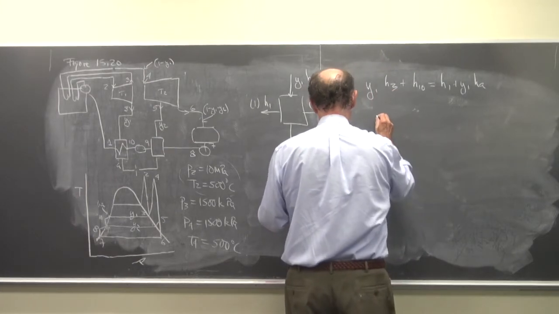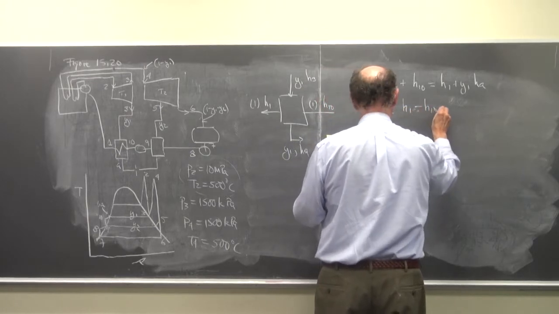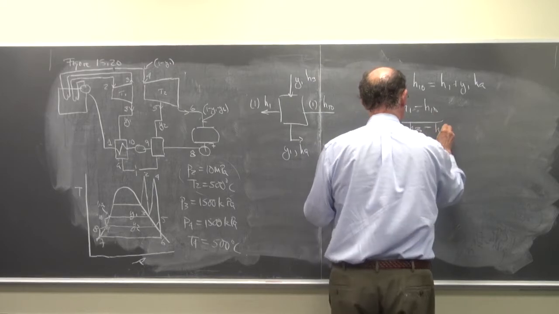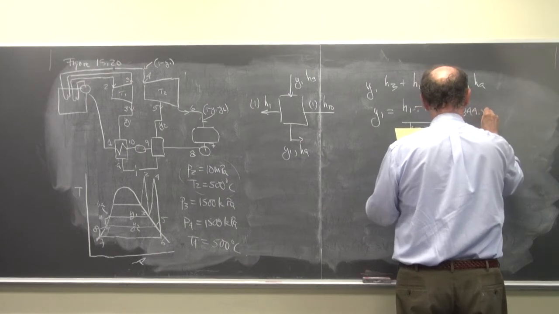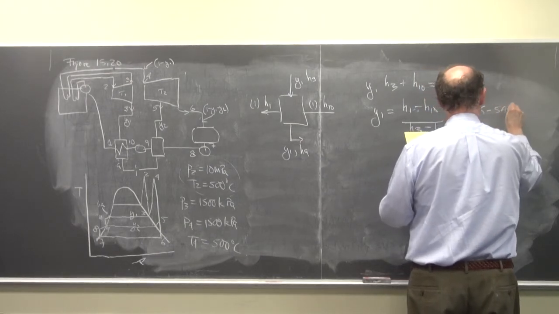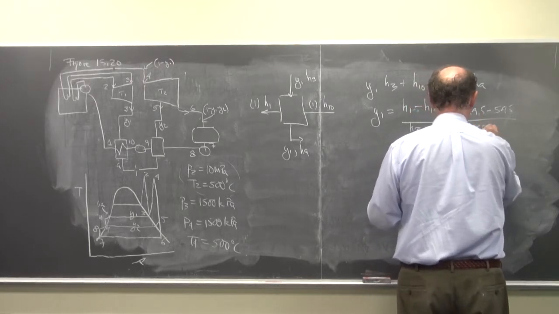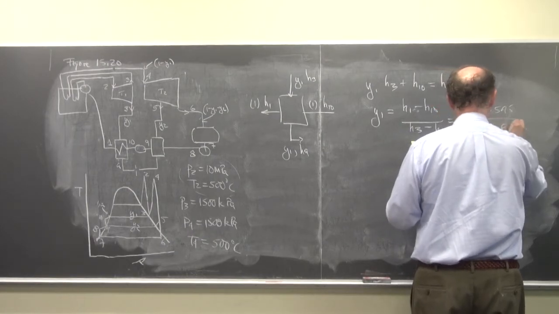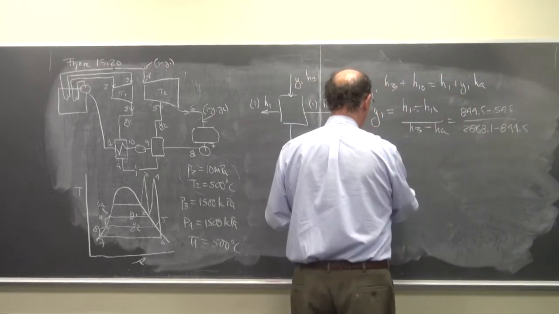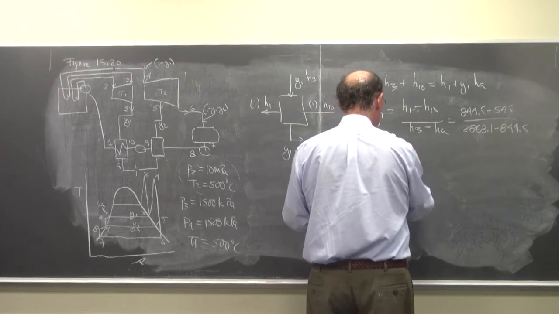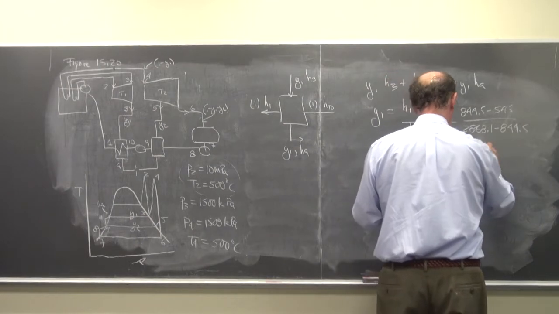And so I have Y1 is equal to H1 minus H10 over H3 minus HA, which is equal to 844.5 minus 545 over 2868.1 minus 844.5. So we have Y1 is equal to 0.148, and 1 minus Y1 is equal to 0.852.